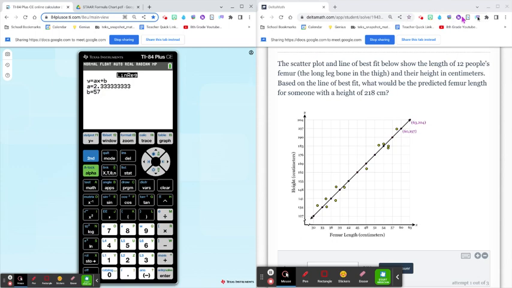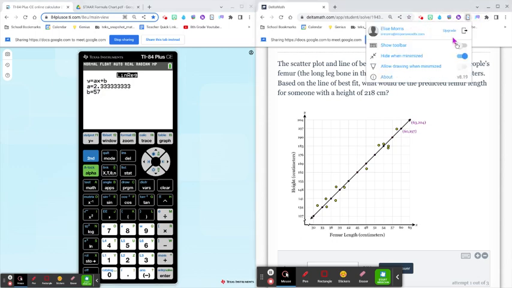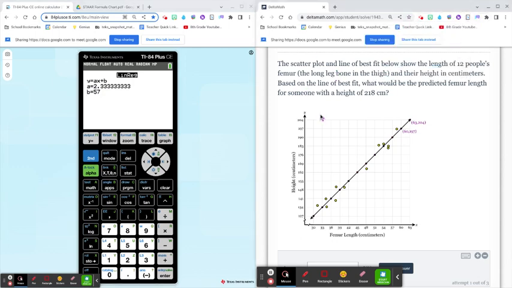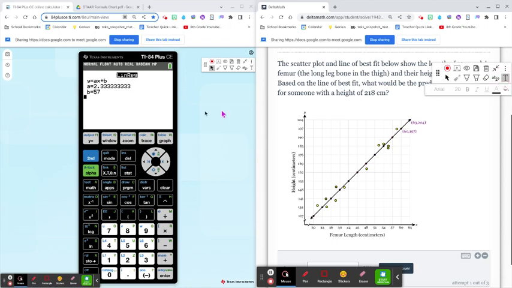So if I were to write this equation, I would write it like this.